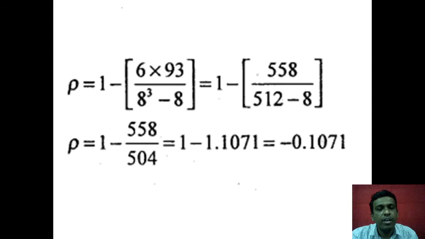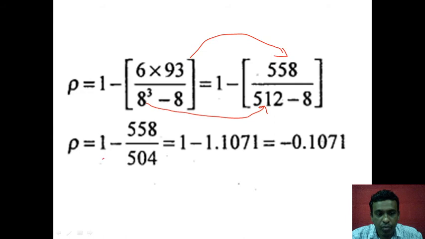6 into 93 upon 8 cube minus 8. Here you will get 6 into 93 is 558, divided by 8 into 8 into 8, which is nothing but 512, minus 8. So rho equal to 1 minus 558 divided by 504. Don't forget this 1 here. Many people tend to forget this 1 and concentrate only on the bracket value, which is wrong. So 1 minus 558 divided by 504, which equals 1 minus 1.1071, which equals minus 0.1071. So this is your final answer.